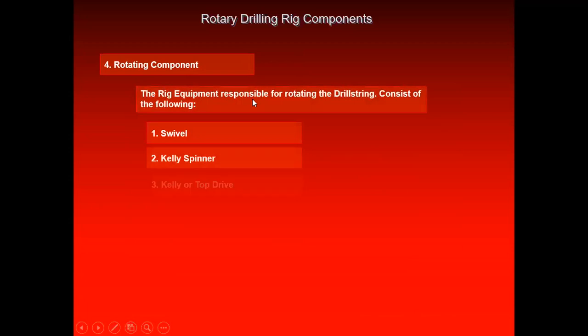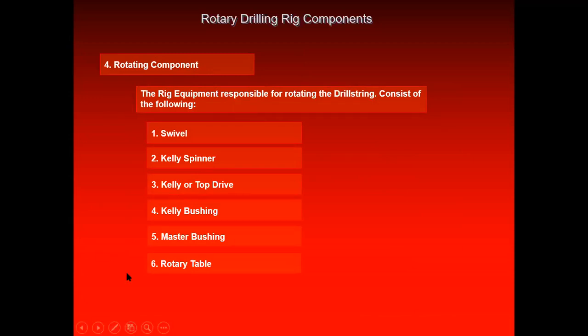Okay. The rig equipment responsible for rotating the drill string consists of the following. So this is another one, the rotating components. Okay. Now we are going through another system. The previous one we talked about was the hoisting system. Now we are talking about the rotating system.